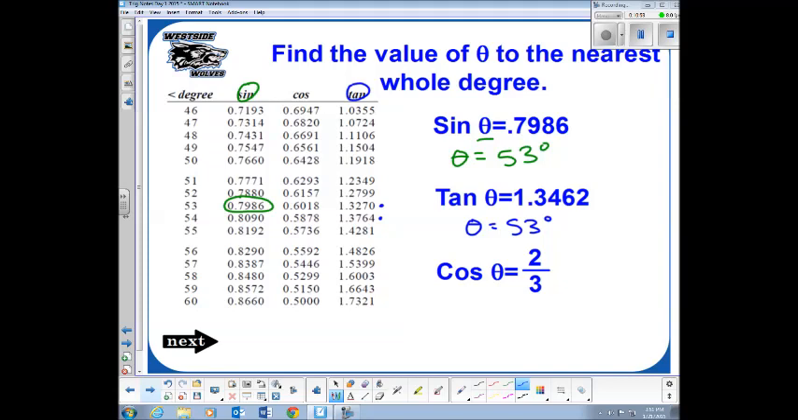Now there's no fractions on this chart. So for this last one, theta is equal to this fraction. Remember, that's the same thing as 0.6667. So I look under cosine, 0.667. Looks like it's really close to that one right there.